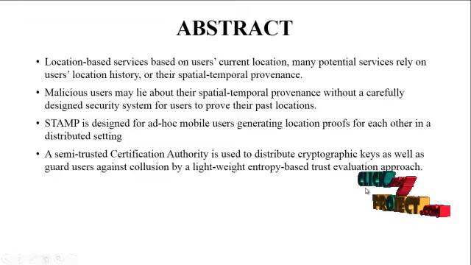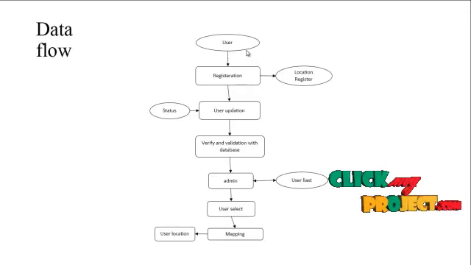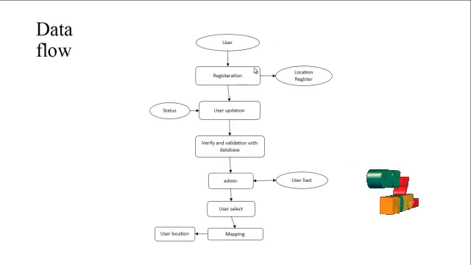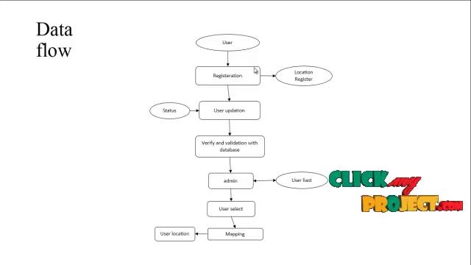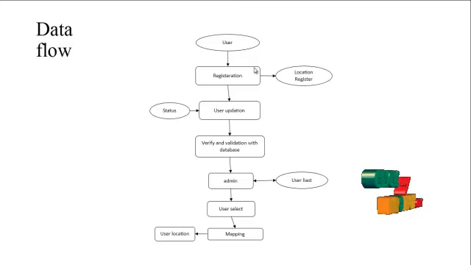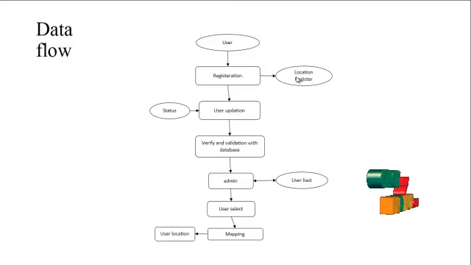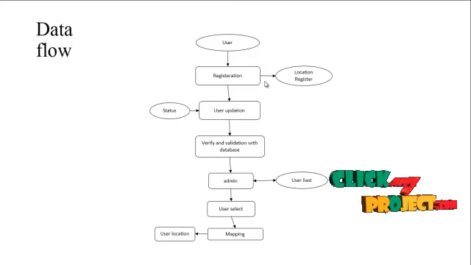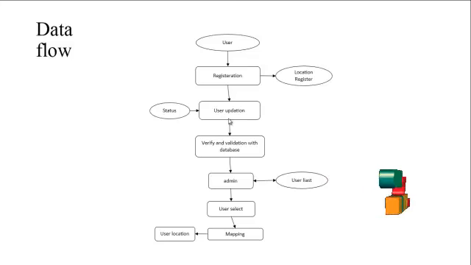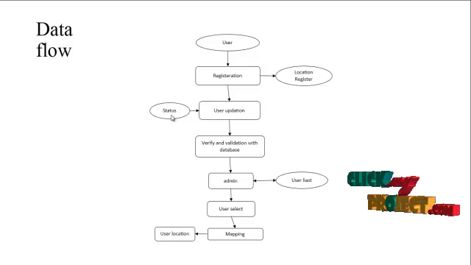Our data flow diagram: in this process, first the users we must select the previous past proofs related to the users, and the data can be transmitted. First the users and the related registration can be done. In this location register, the location register mentions the related base station which can be connected with the users, and after that the user updation can be done, and the station status can be mentioned.